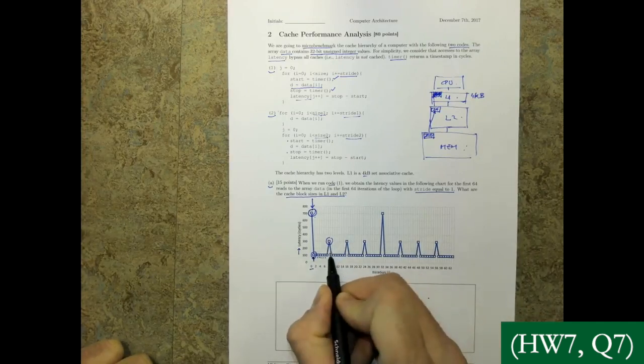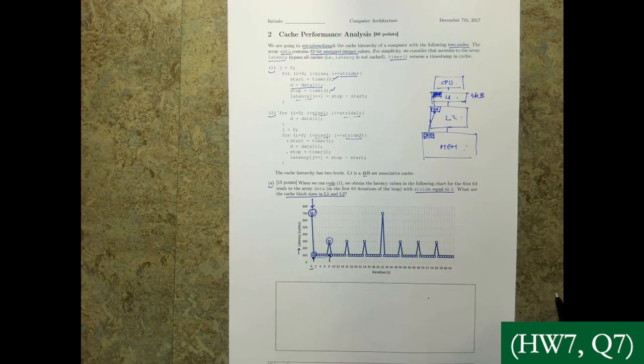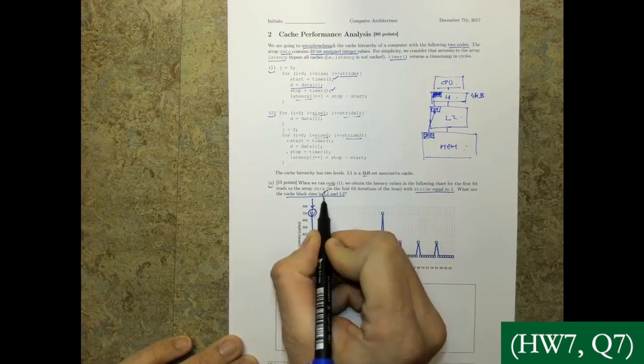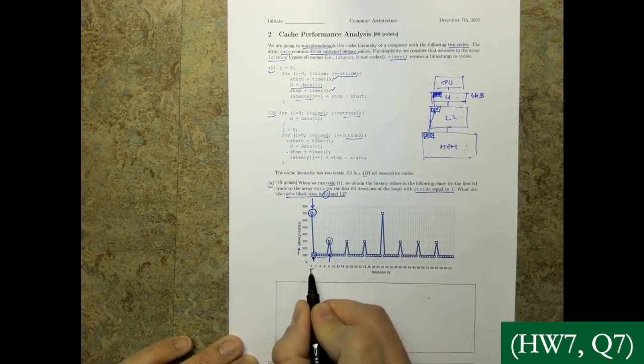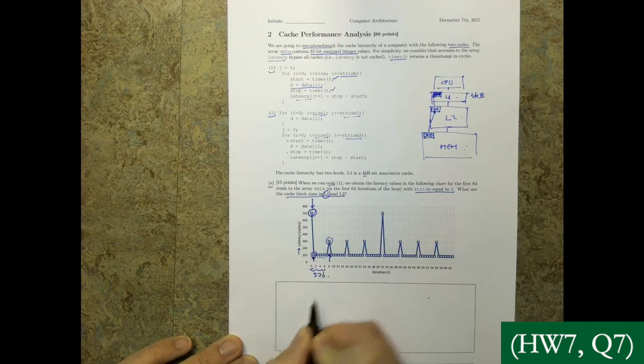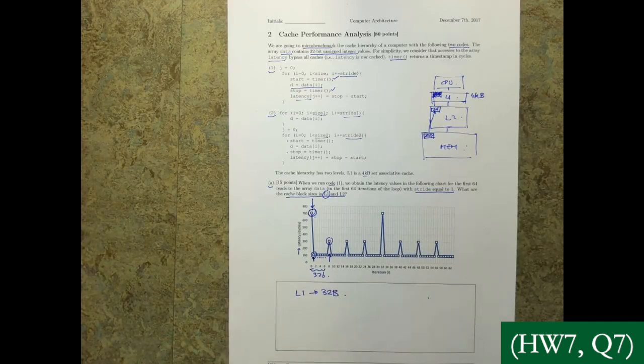And right after that, the latency is 300. So this gives us the answer, at least for the cache block size in L1, which for 8 memory accesses is 32 bytes. So in L1, we are using blocks of 32 bytes.